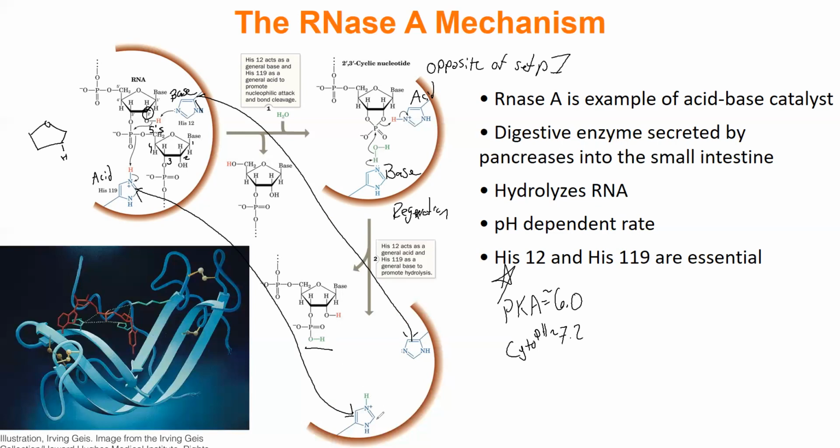Now we can just reverse this whole thing, bring in another piece of RNA, do the same thing again, and we can keep doing that and doing that and doing that and chopping up our RNA into smaller and smaller fragments. So that is the RNase mechanism, and it's our example of a concerted acid-base mechanism. Any questions about anything presented here or anything up to this point?